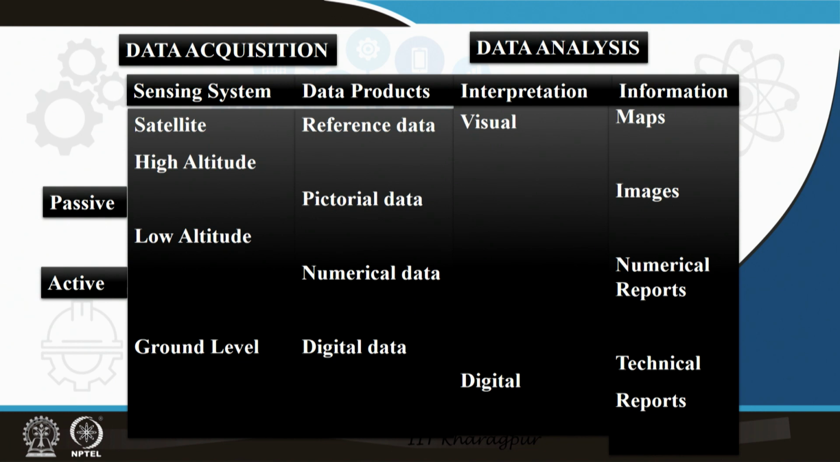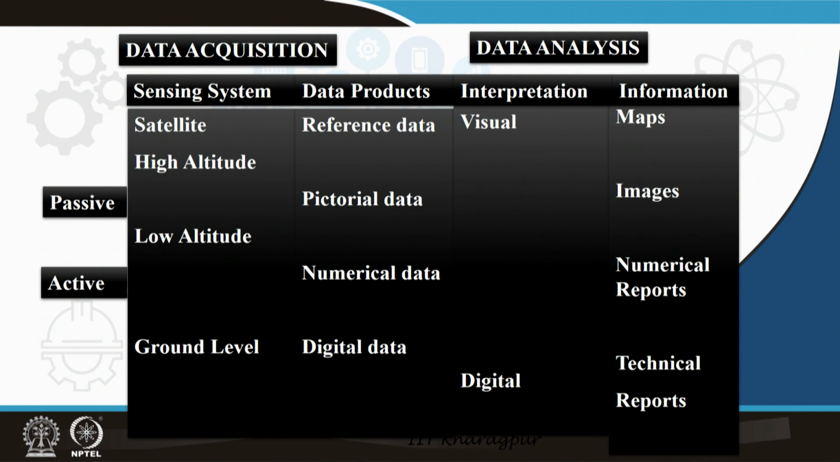It can be a map, it can be images, it can be numerical reports, it can be technical reports. So, depending on what category of users you are trying to give the information to, it is dependent on such users for their analysis. So, you will give that kind of information. Now, when we look at these two things, you have two types: one is data acquisition, and the other is data analysis and the user.